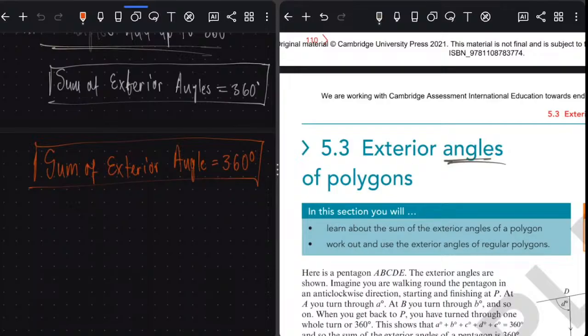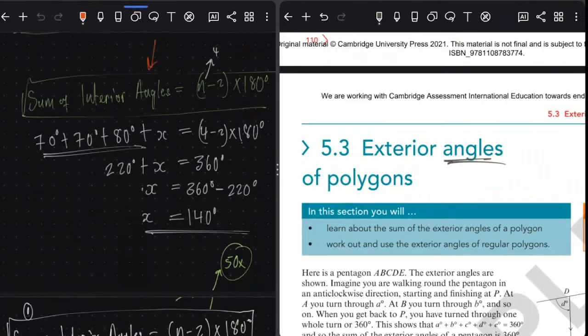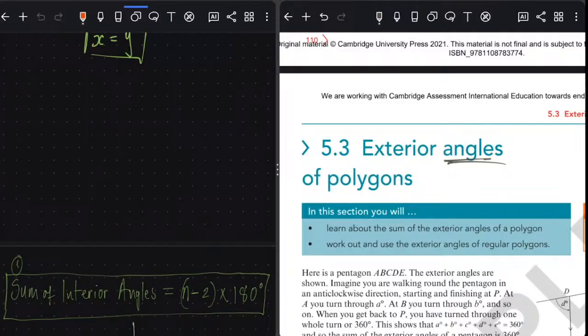Then you must also know how to get the outside angles. So what was inside? N minus 2 times 180 degrees. So when we're getting any angle inside, we use the inside one, the n minus 2 times 180. But now if they ask us to get an angle which is out of that shape, this is now polygons.